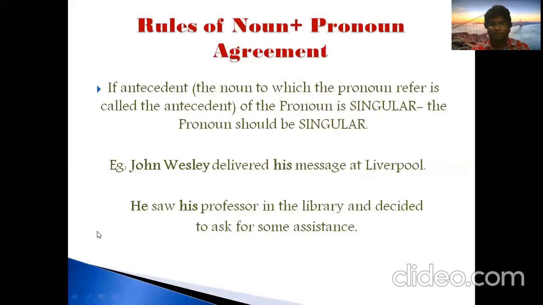According to our first rule, don't forget it: if the subject of the sentence is a singular noun, we use a singular pronoun. That is what we are seeing here. The subject is John Wesley, and he is singular, so that's the reason we used a singular pronoun. According to our first rule, that is what we have to learn.